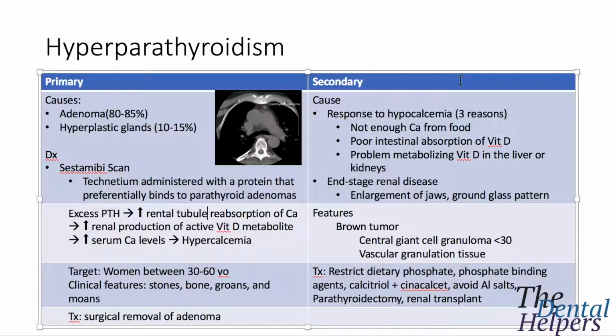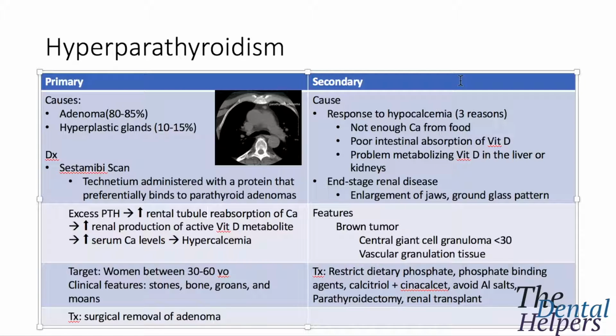ground glass pattern. So, kind of remember from the finding video, we talked about what the ground glass pattern means. Features: you can have a brown tumor, and this is very common. It's going to be a central giant cell granuloma. Basically, you're going to see this in a patient that's under the age of 30.